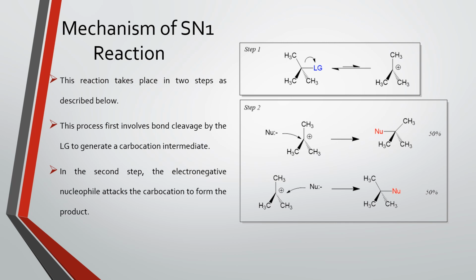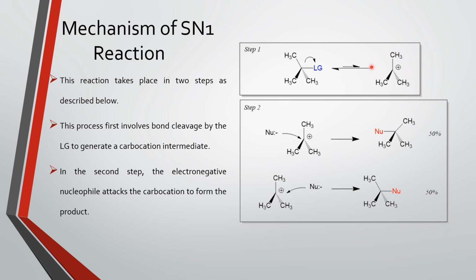Here is the overview of the mechanism. This is a substrate, that is an alkyl halide. If we take the leaving group as a halide atom, it becomes an alkyl halide. This is a tertiary alkyl halide molecule because this carbon atom is attached to another 3 carbon atoms. Now, this leaving group leaves with its bonding pair of electrons in step one so as to give you the carbocation intermediate.